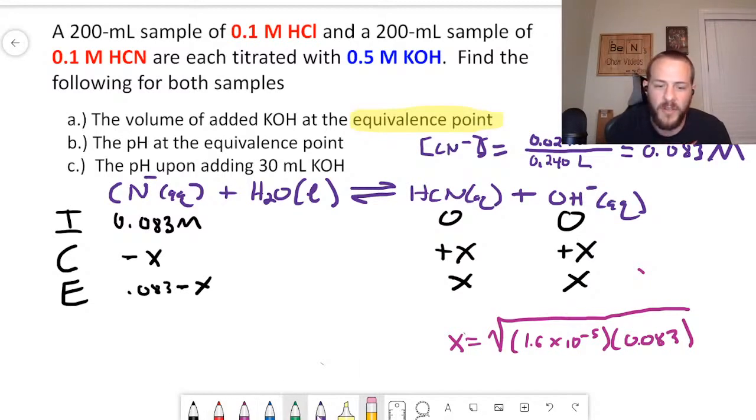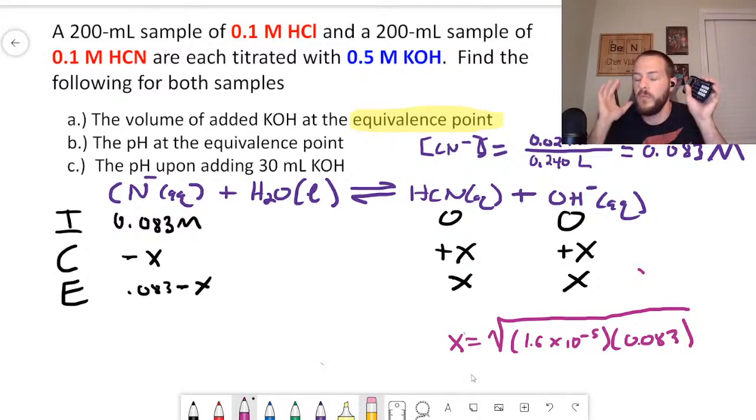All right, so let me calculate that in my calculator real quick. By the way, I would love to have your participation if you guys want. That's not square root. Minus 0.083. I think I got it. Double checking my calculation.